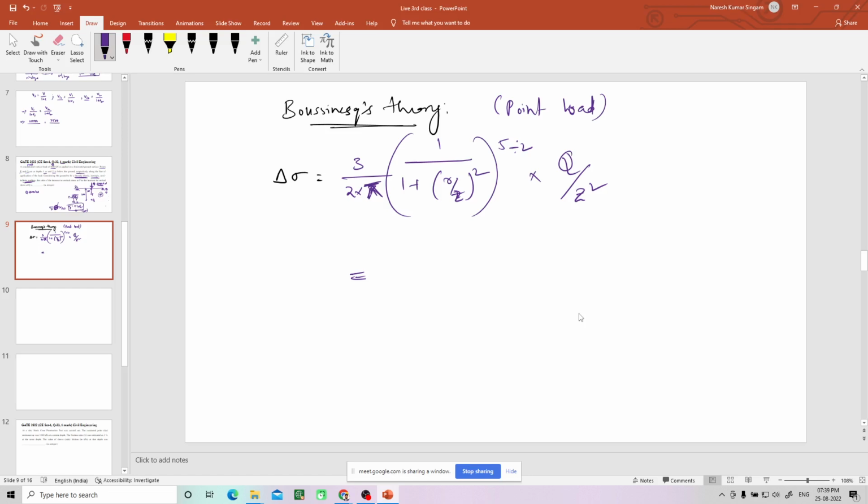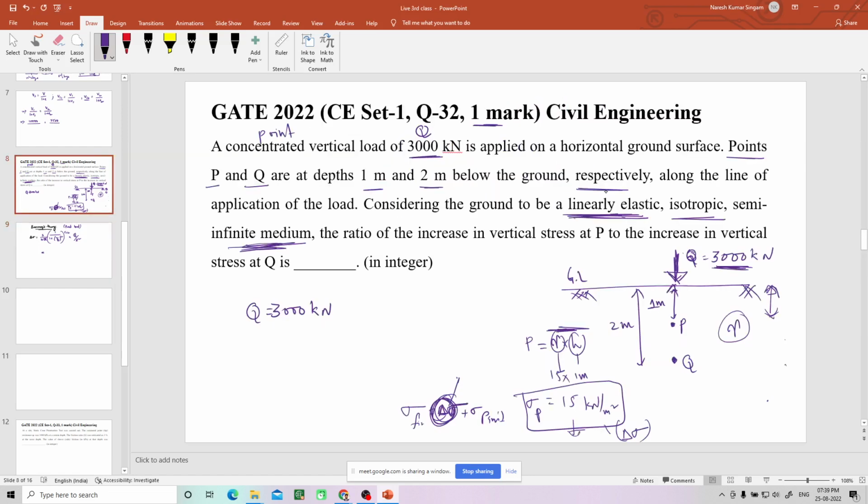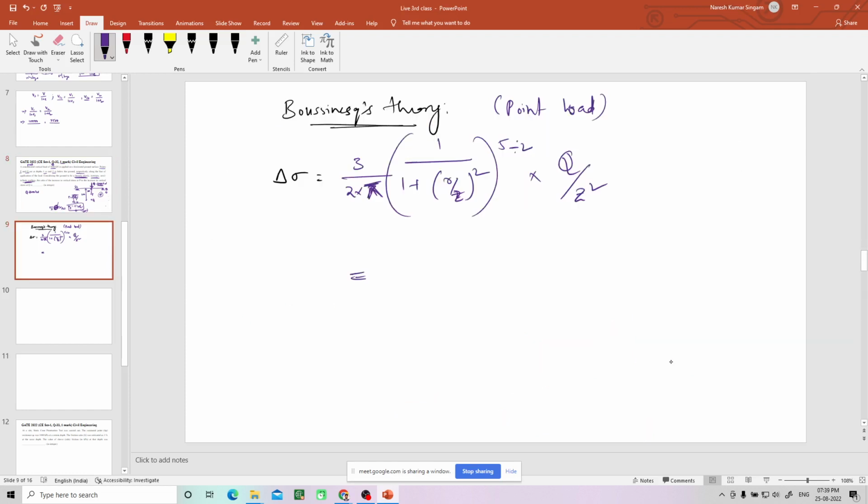Okay, now here what is the r, as it is given in the question? What is given in the question? P and Q are exactly below the application of the load, right? So what is the r value here? Can someone tell you? So r is 0, right? If r is 0, what is this term? It will become 0. If it becomes 0, 1 by 1 it becomes 1. So 1 power anything will be 1. So now it has become 3Q by 2 pi z square, delta sigma.